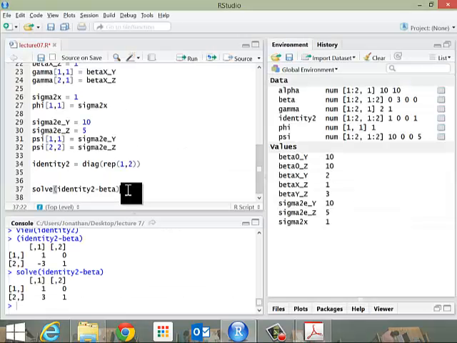No, that can't be it. Did I get this right? Solve. I'm doing something incorrect here. Does anyone know what I'm doing?